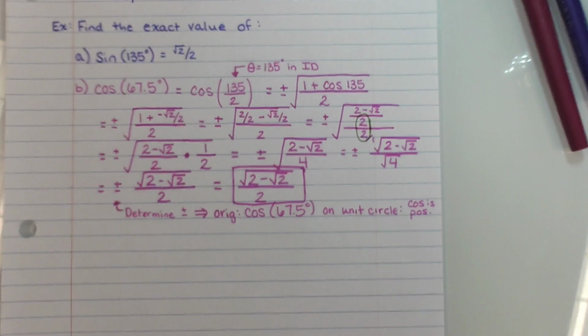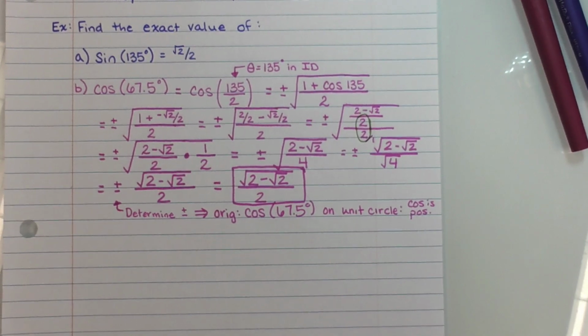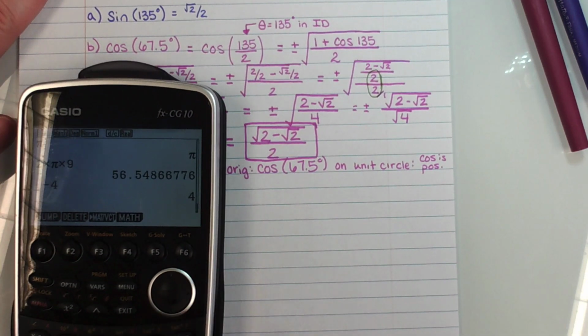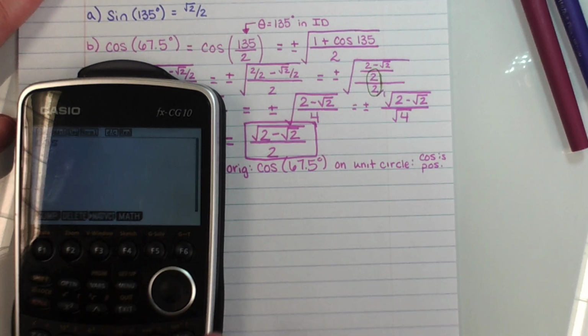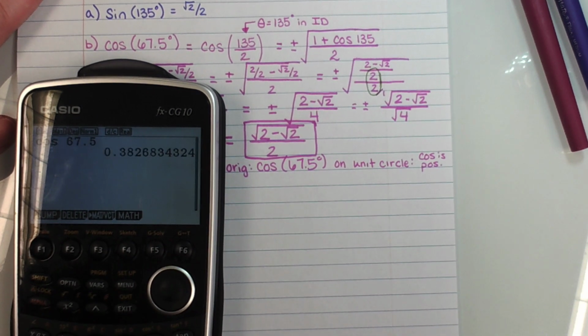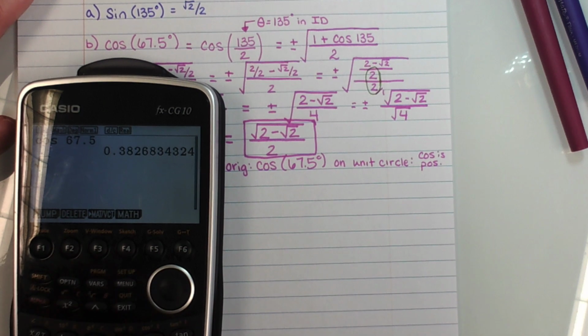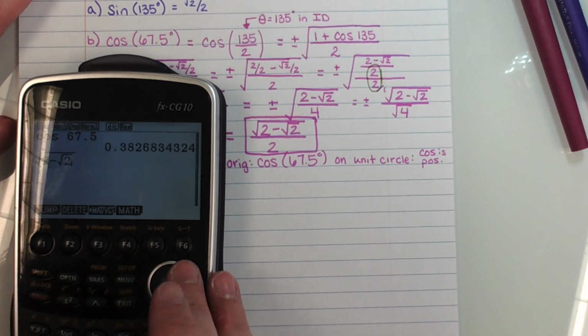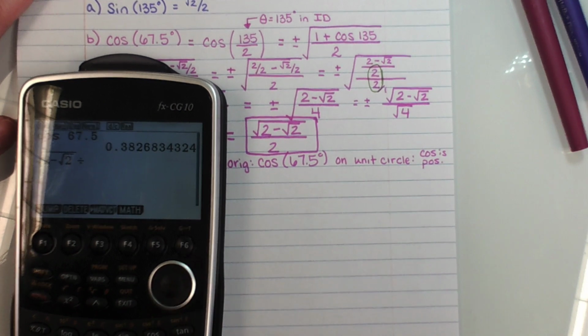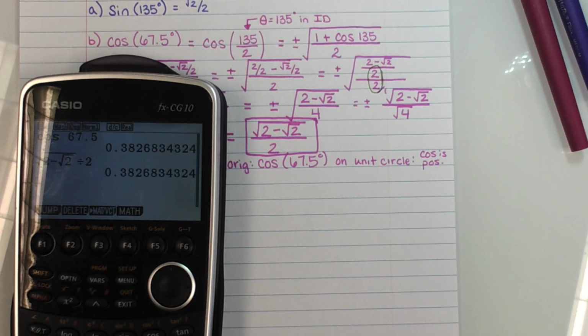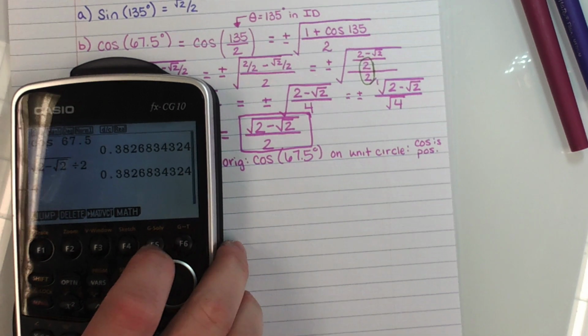If you're like, I'm not sure I did that right, you can always double check using your calculator. Cosine of 67.5 is that grossness. Square root of 2 minus square root of 2 all over 2. All over 2. Same ugly grossness. It's kind of hard to see.